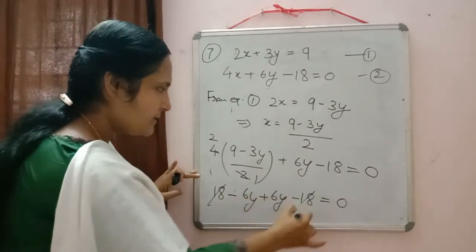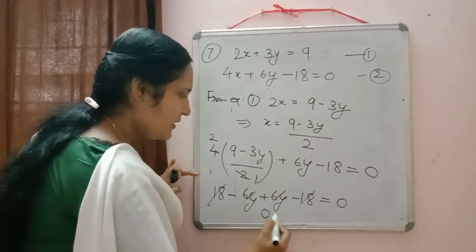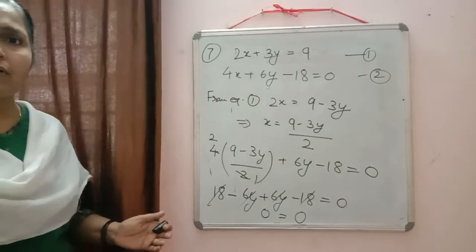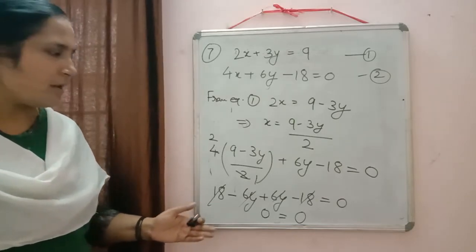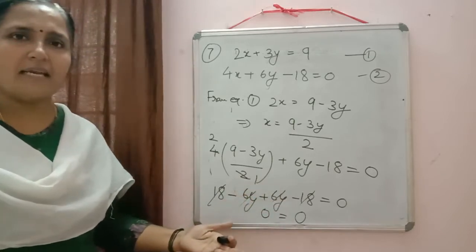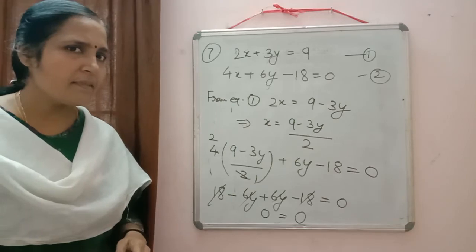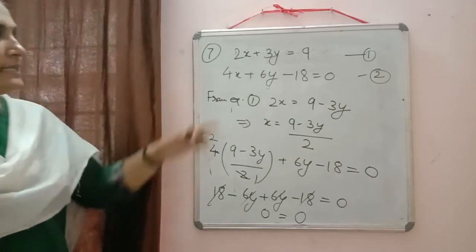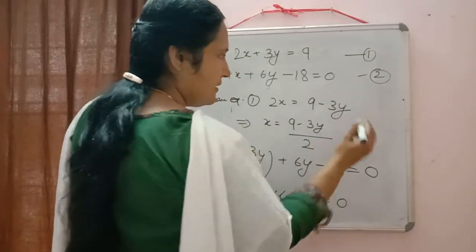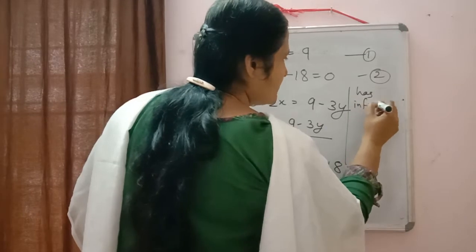Here 18 and minus 18 will get cancelled, minus 6y also. Again everything is getting cancelled and we are getting 0 is equal to 0. We are not getting any equation here. What does it mean? 0 is equal to 0, correct? So just write down that these two equations have infinitely many solutions.